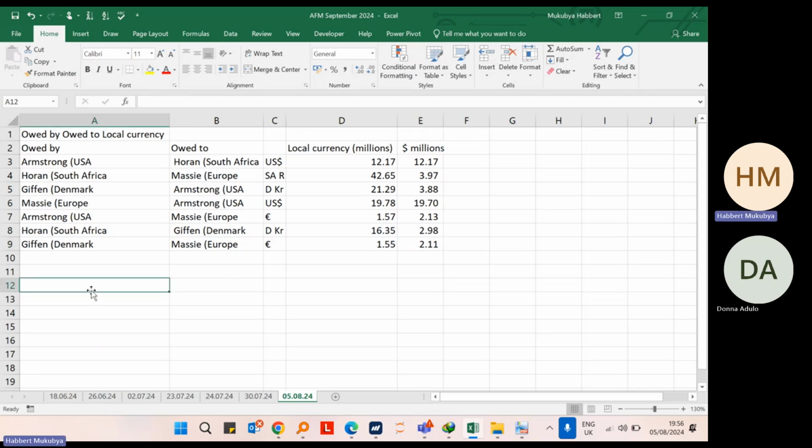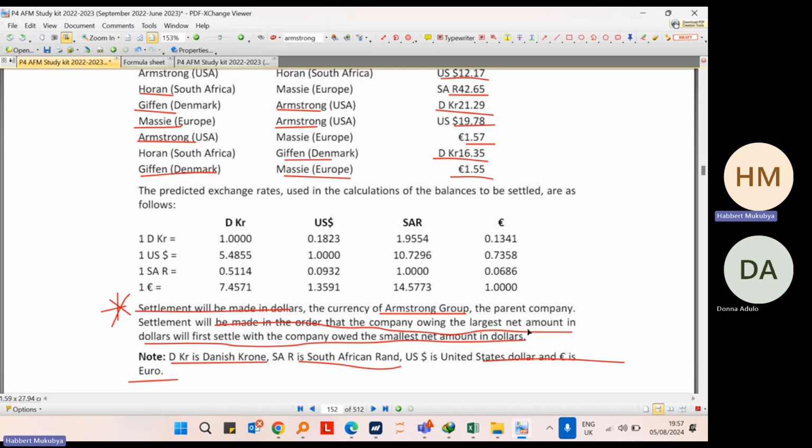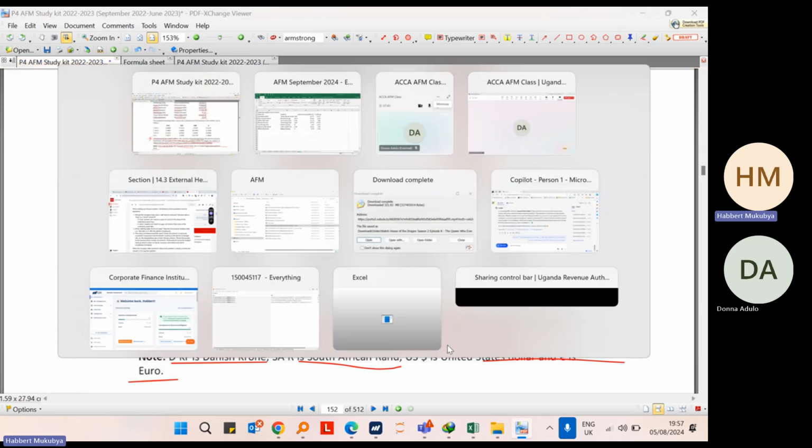So when we are going to clear, we are going to start by saying the company which is owed to, in this case, Giffen, 2.11. Okay. Then the company which is owed. So let us first set up our system of the transfers. We are saying the company owing the largest net amount in dollars will first settle with the company owed the smallest net amount in dollars.